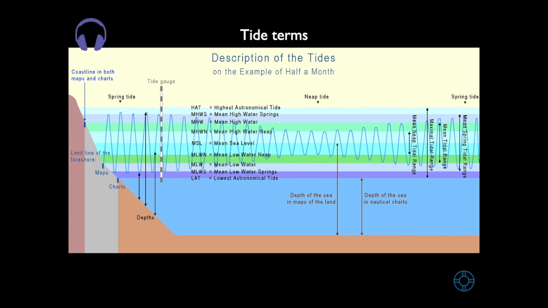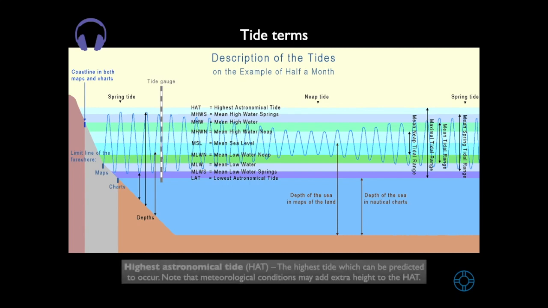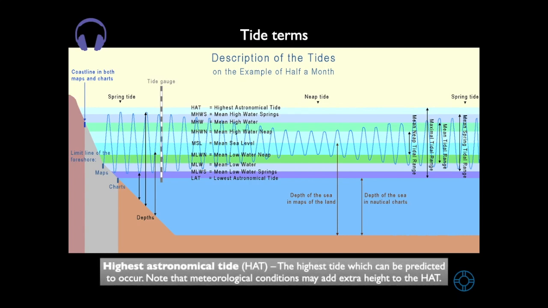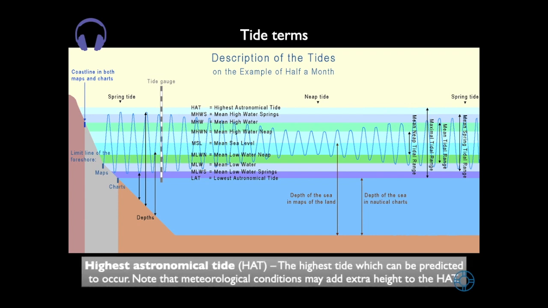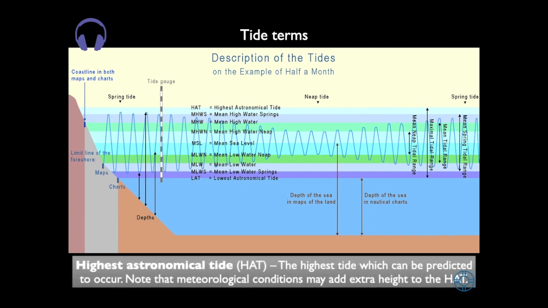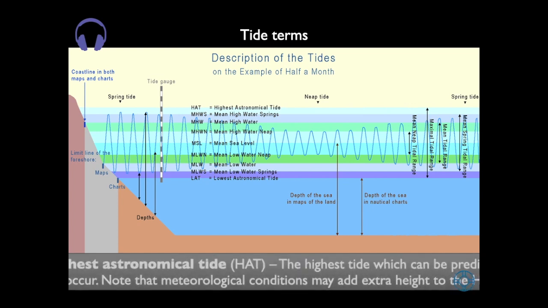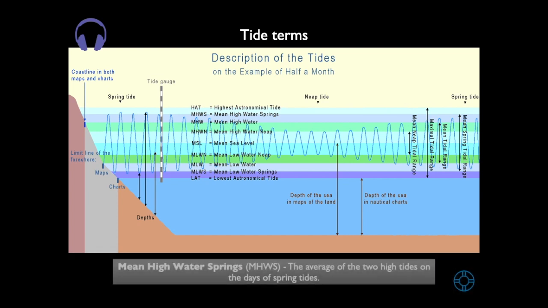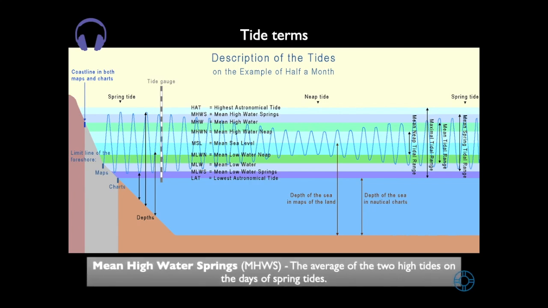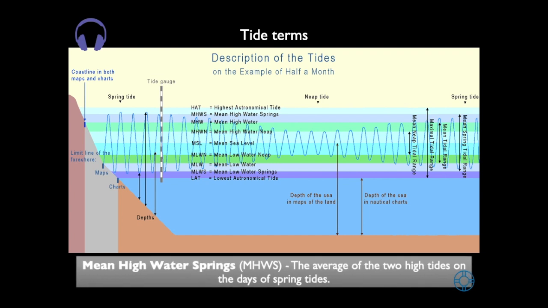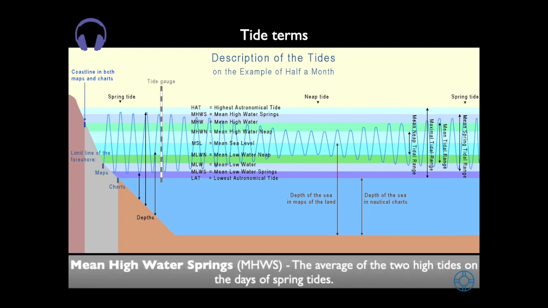Here we have some description of the tides and some important tide terms. The first one is the HAT, H-A-T, that is the highest astronomical tide. The highest tide which can be predicted to occur. Note that meteorological conditions may add extra height to the HAT. Then we have the mean high water springs, MHWS, the average of the two high tides on the days of spring tides.